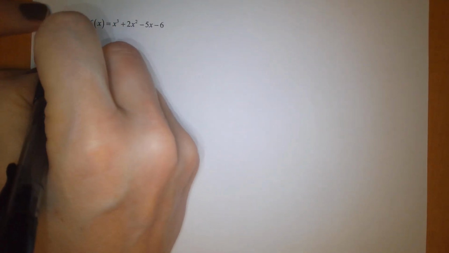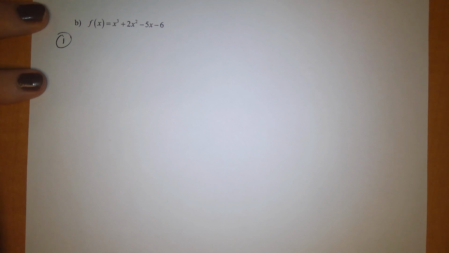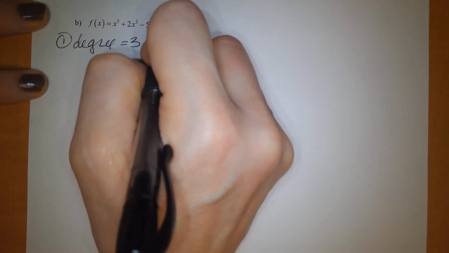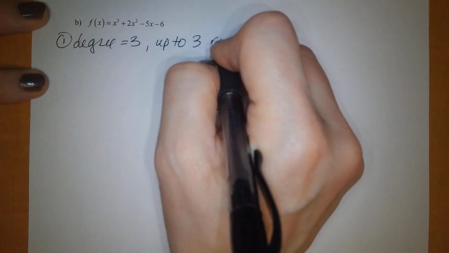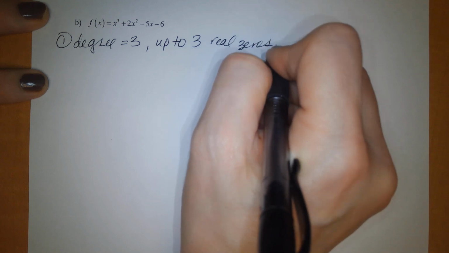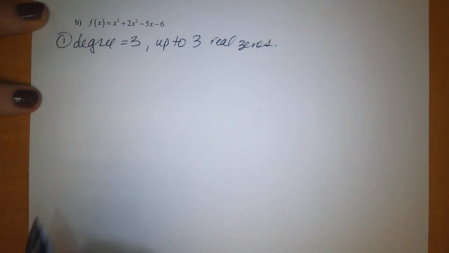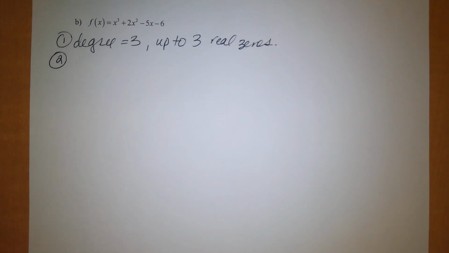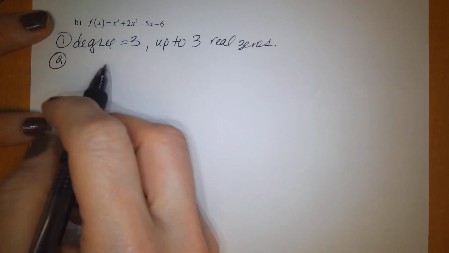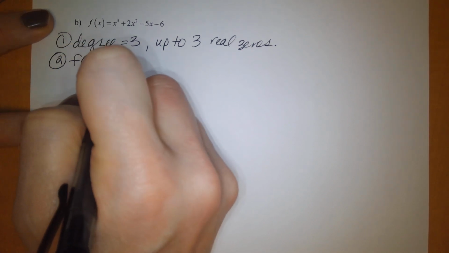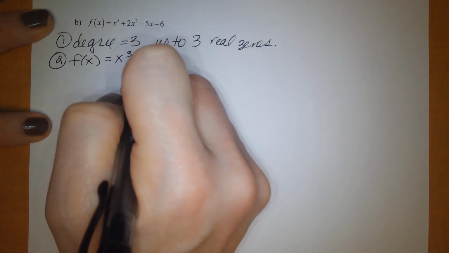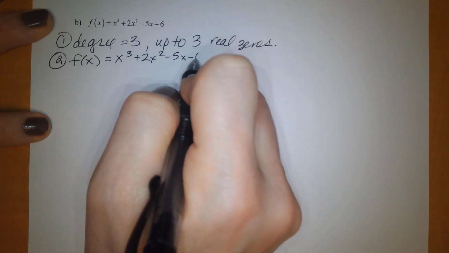All right, here we go. We've got another polynomial. This one is to the 3rd power. So the first step is to determine how many total zeros you might have up to. Since the degree is 3, that means I can have up to 3 real zeros. Now let's determine how many positive and negative zeros I'm going to have. The first thing I look at is the sign changes of f of x. Well, f of x is x to the 3rd plus 2x squared minus 5x minus 6.